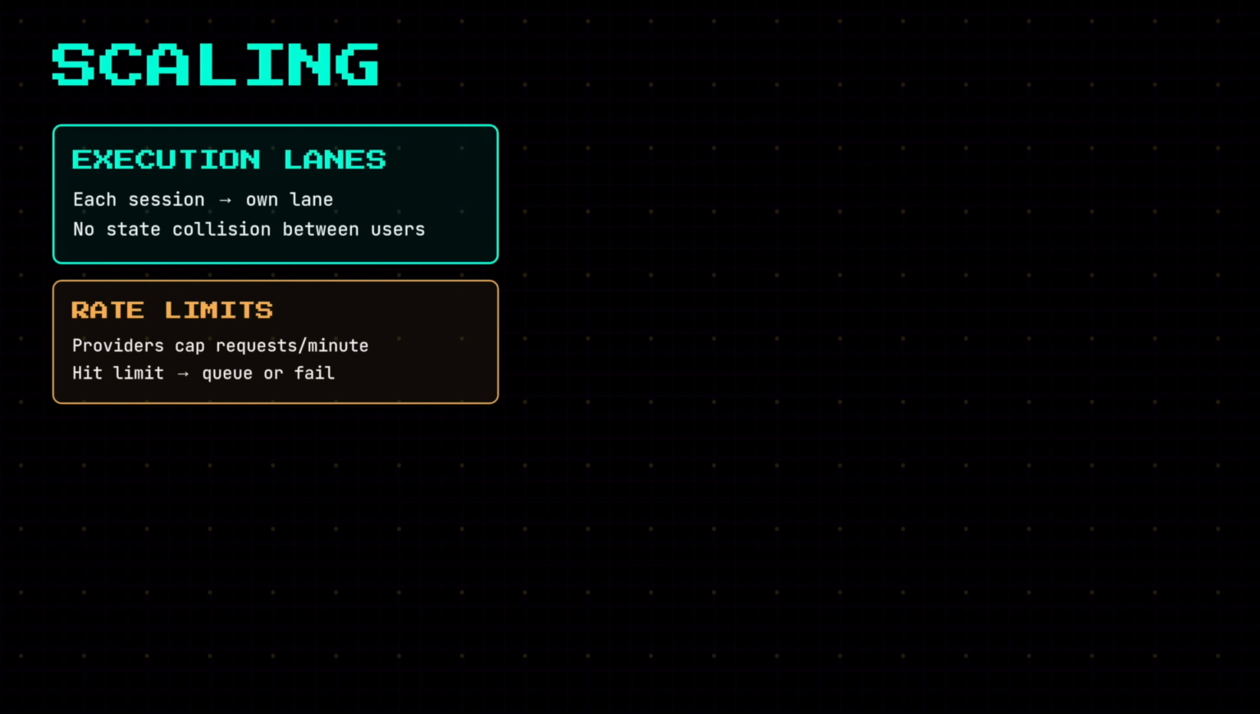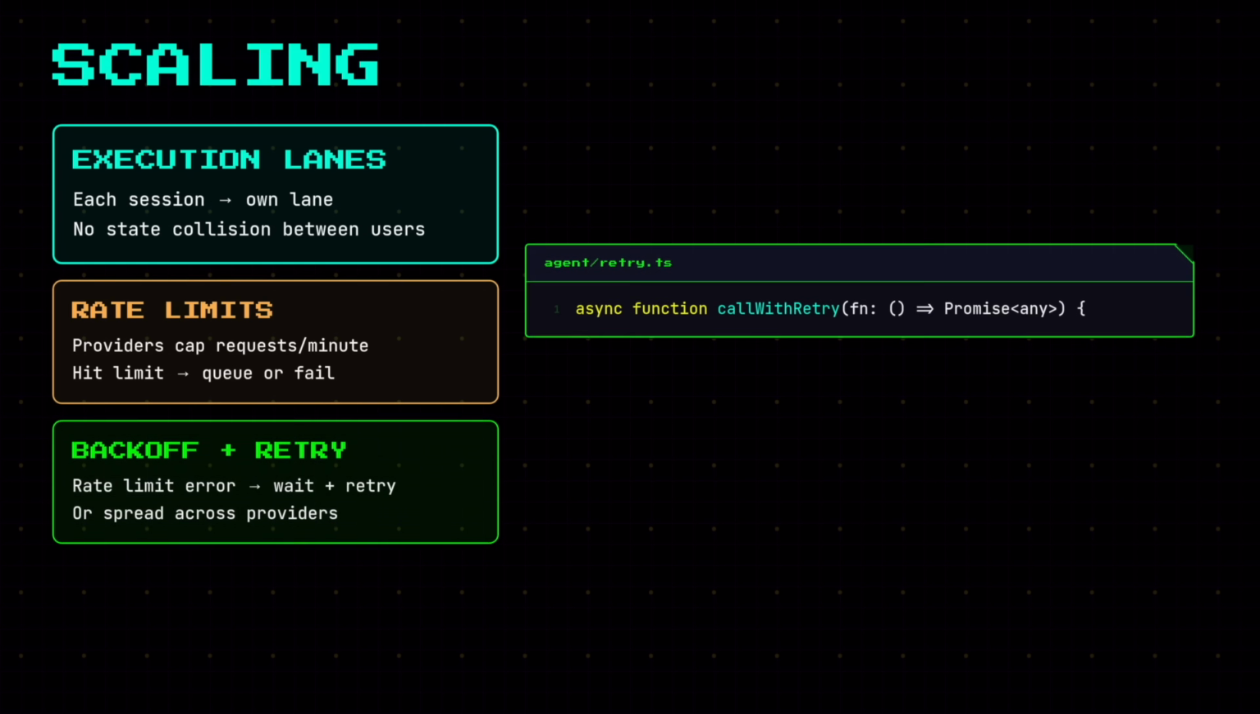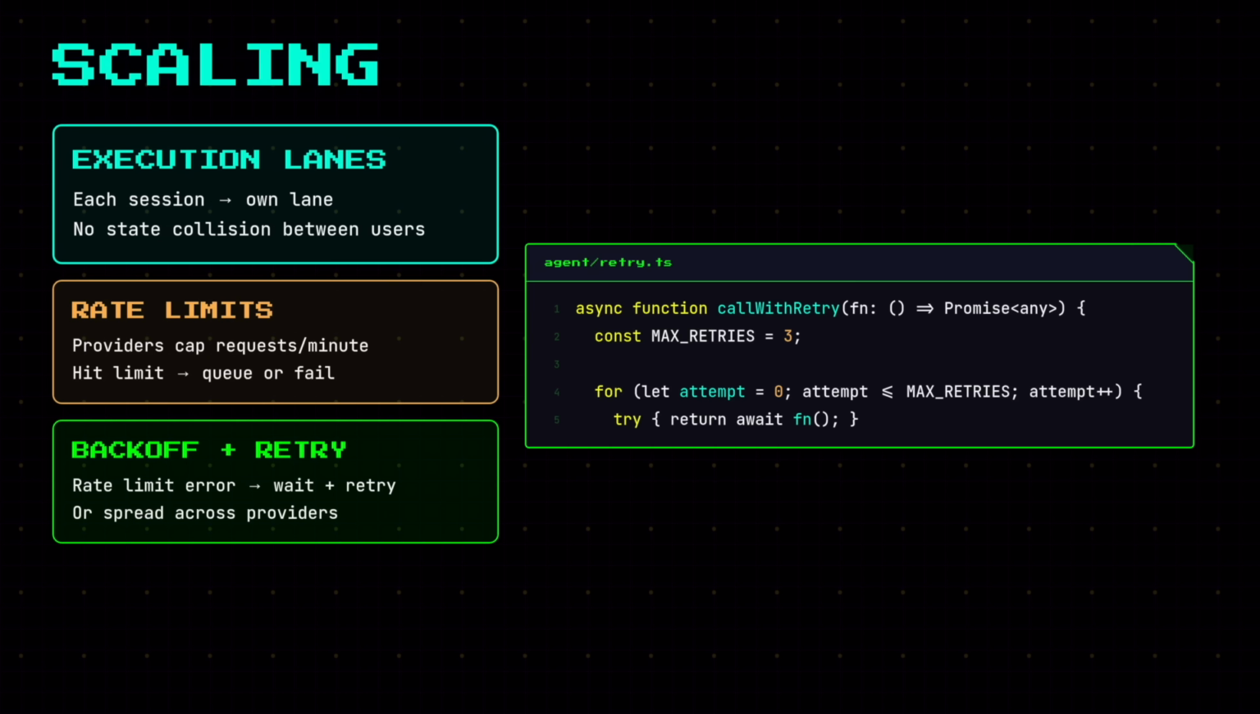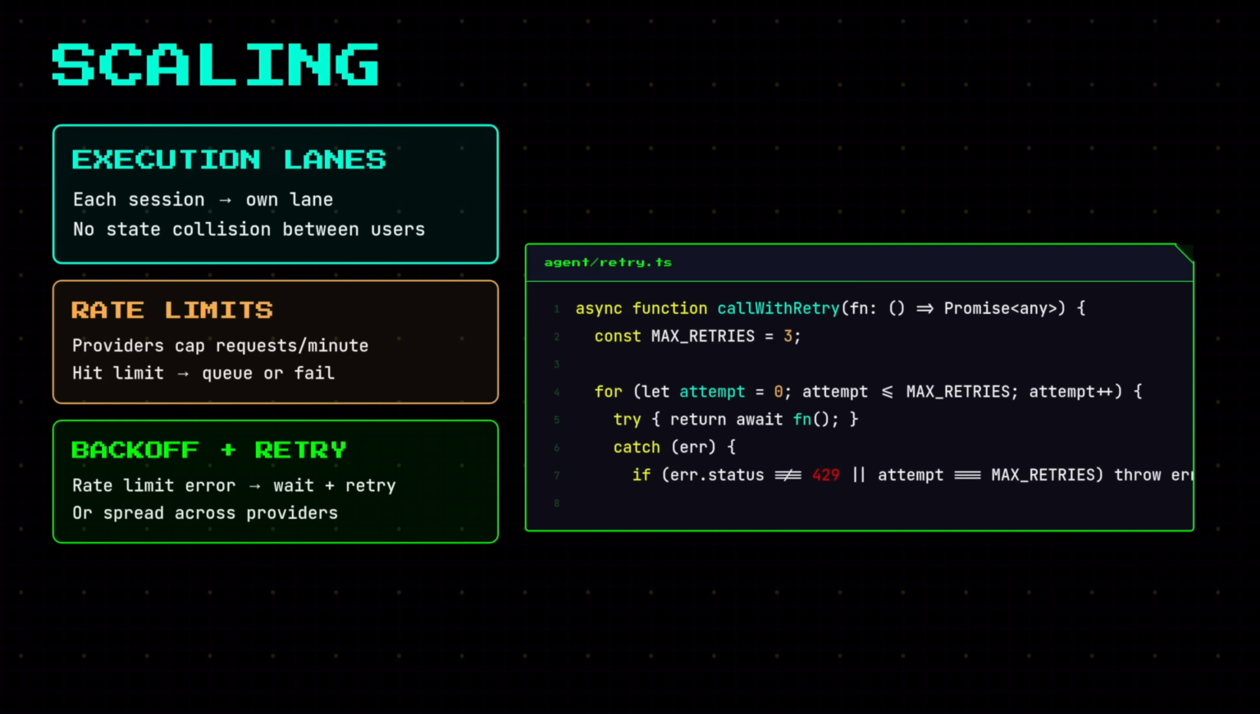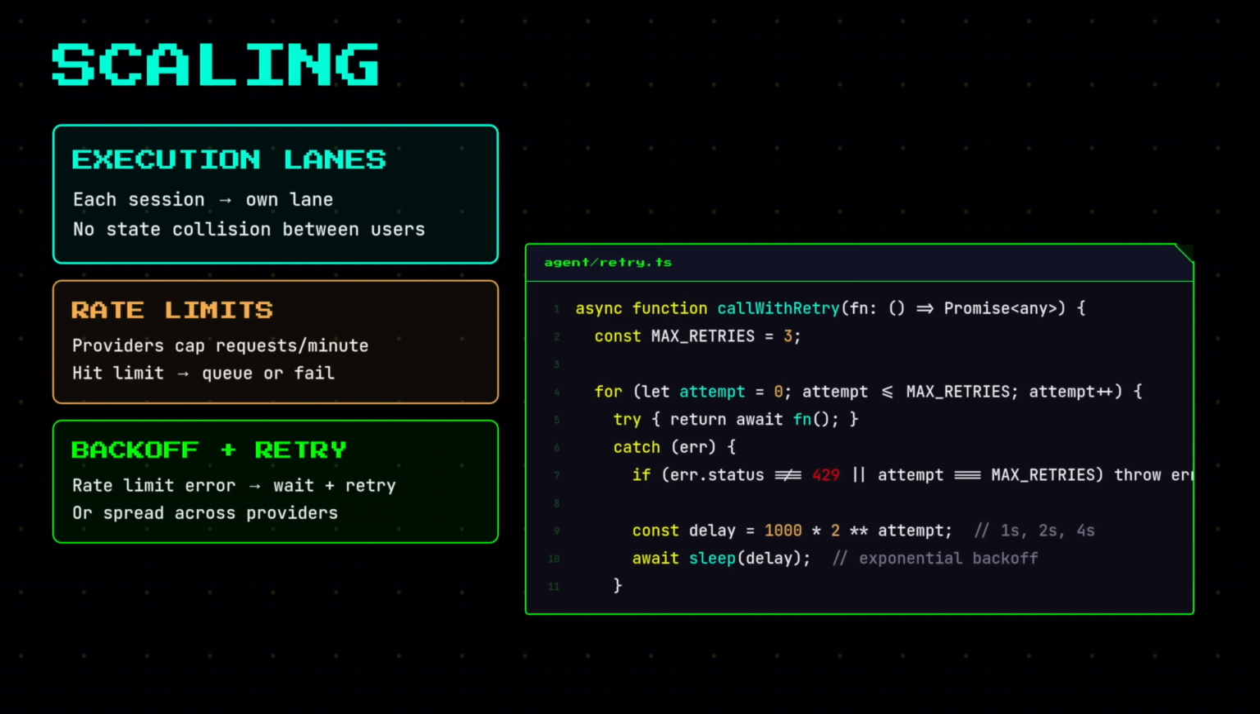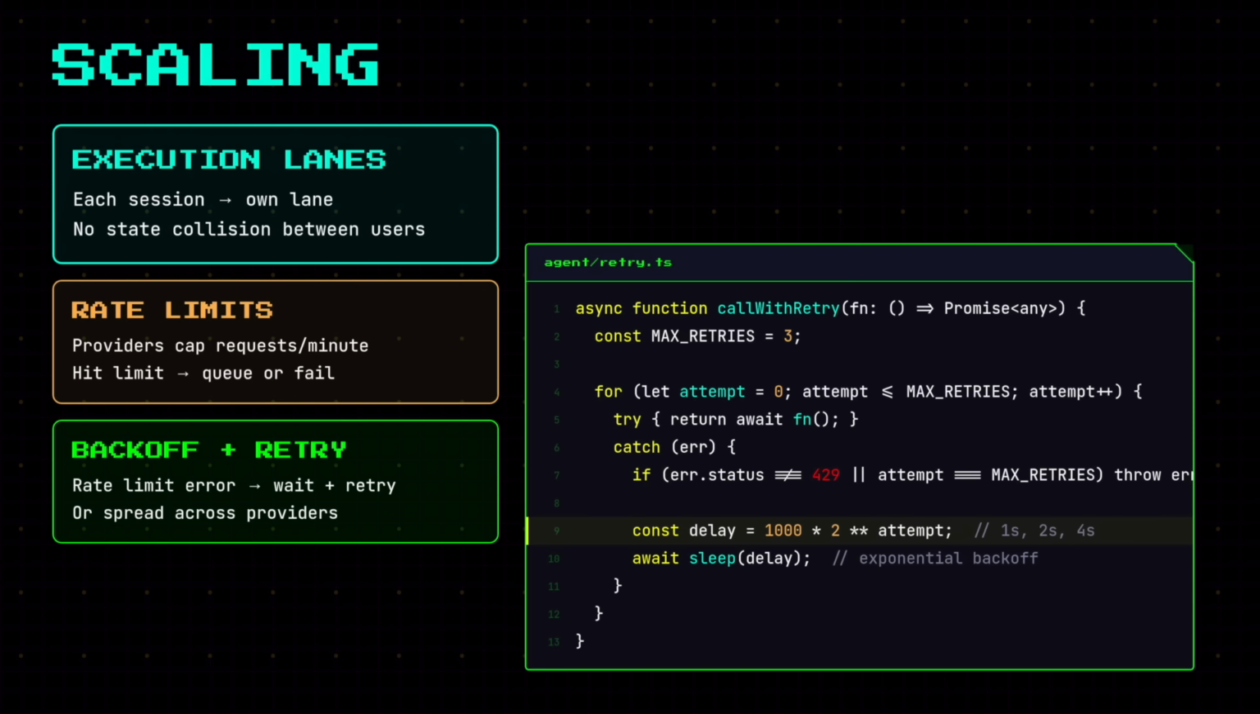Rate limits are a real constraint. LLM providers limit how many requests you can make per minute. If you hit the limit, requests queue up or fail. The solution is back off and retry. When you get a rate limit error, wait and try again with exponential backoff, or spread requests across multiple providers using a hybrid provider setup.